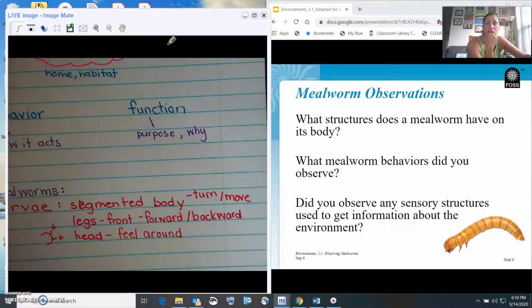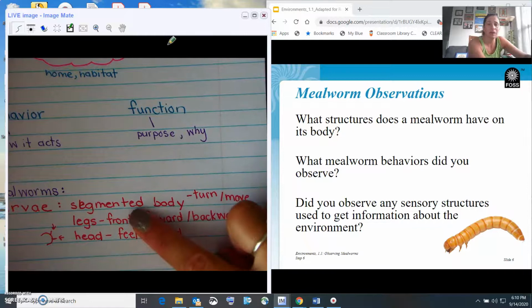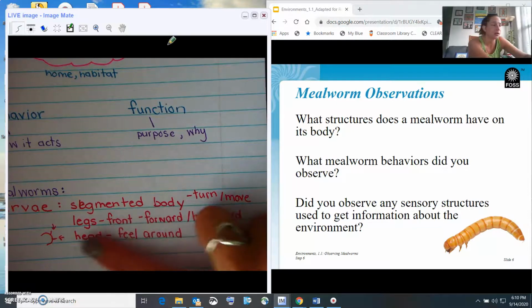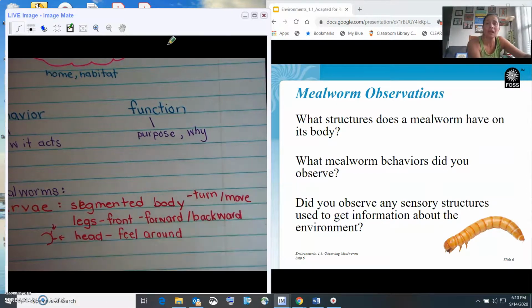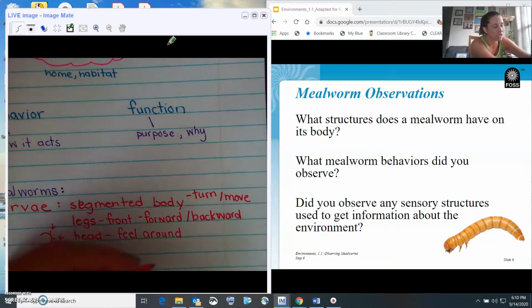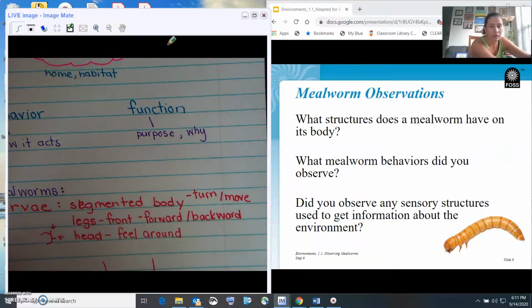So the structures are the segmented body, the legs, we have the head, you might want to mention antennae. What behaviors? We saw it turn and move, we saw it move forward and backwards. We saw the little head feeling around, because remember I saw it climb up the side. In my notes I like to draw pictures, so I saw it climb up the side. It didn't look like it could keep climbing, but with its little legs, it started climbing up like that. Oh, you can't see it.